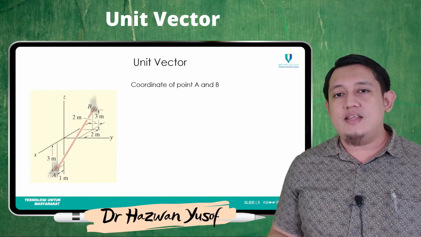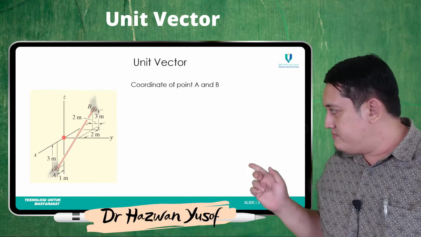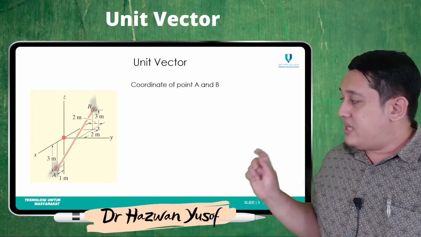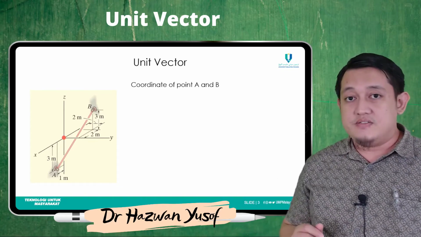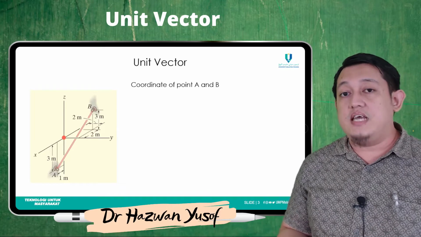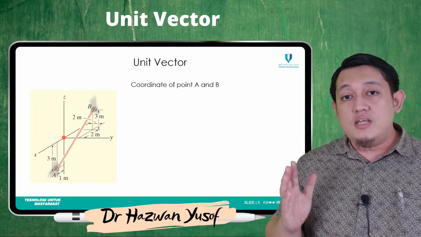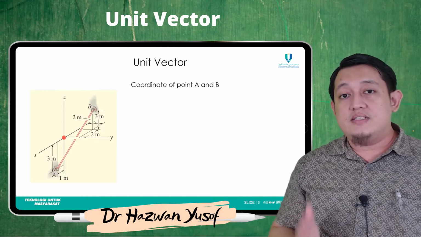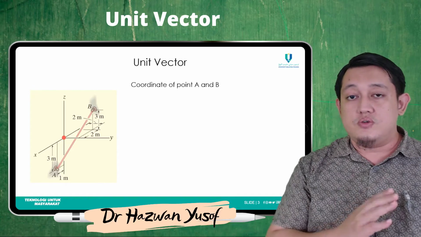So how to get the coordinate? First, let's take a look at that red dot. That red dot here is the center of this axis. Because it is the center, it means that the location is 0, 0, 0. When we want to read a coordinate, we read it as x, y, z. So the coordinate of that center is 0, 0, 0.